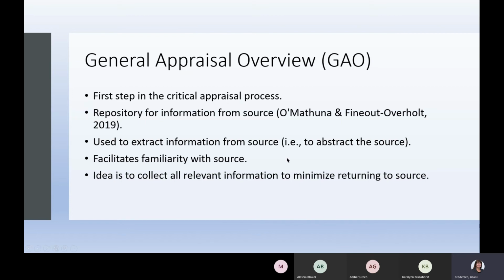Okay, so you want to make this sort of like a bucket for all the information that you're going to pull out of that source. And the idea is the more thoroughly you fill out the general appraisal overview, the less likely you're going to have to spend time going back to the source to check facts and to check information in the source.